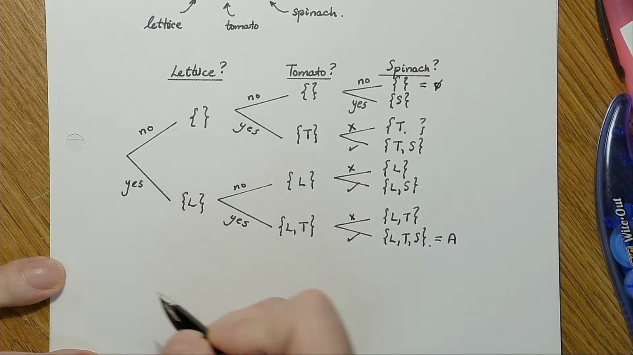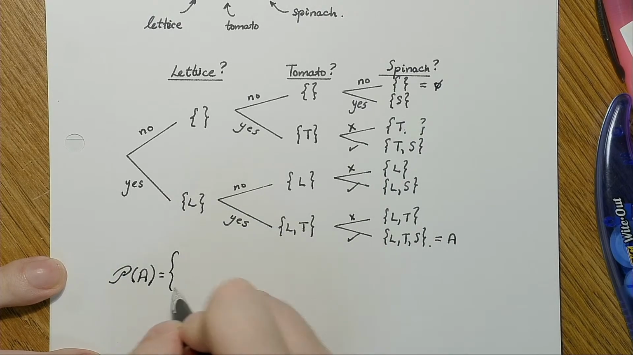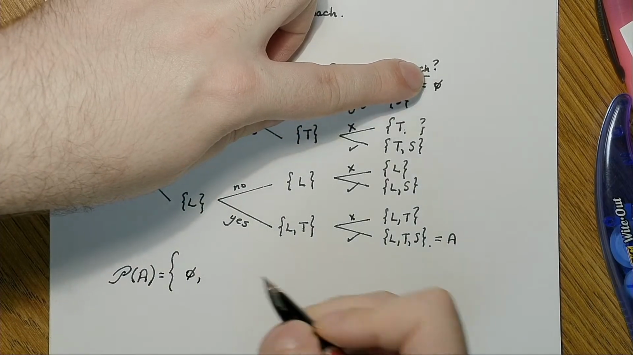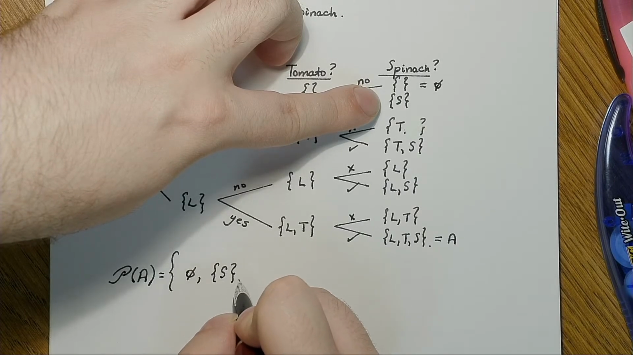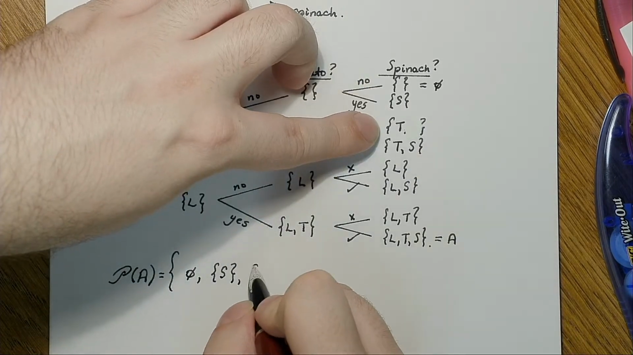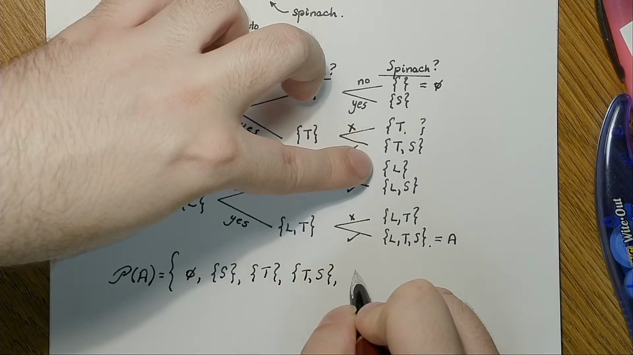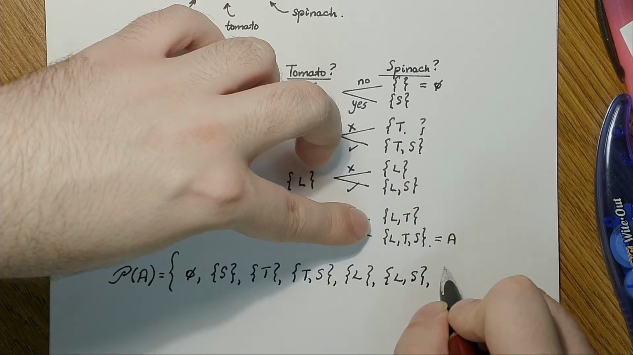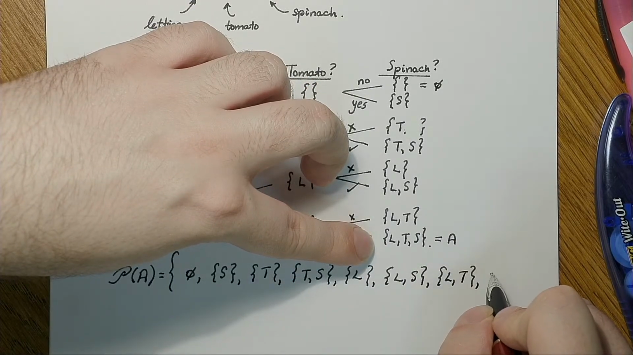So the power set of A is, and again I use some brackets, I have the empty set, a really boring sandwich. I have the sandwich with spinach. I have a sandwich with just tomato and spinach, lettuce and spinach, lettuce, tomato, and I'm going to cheat and just write A.